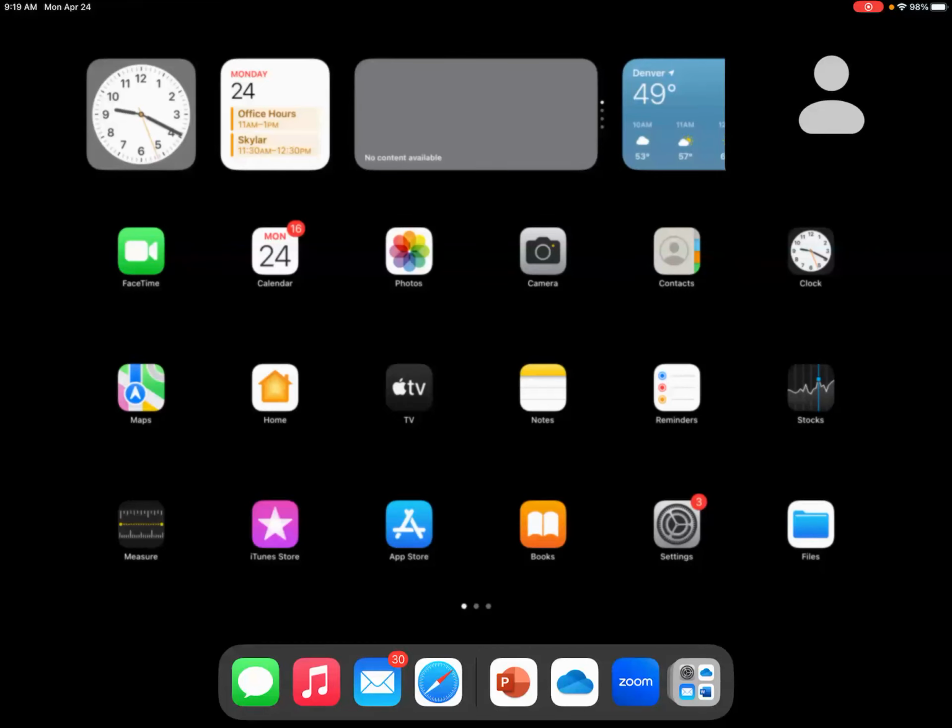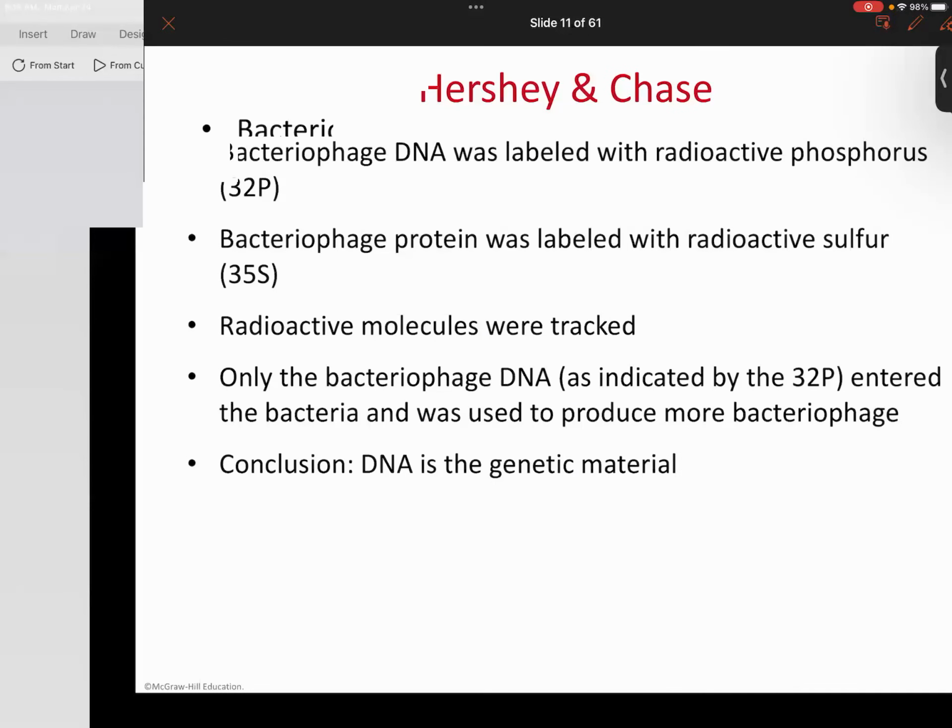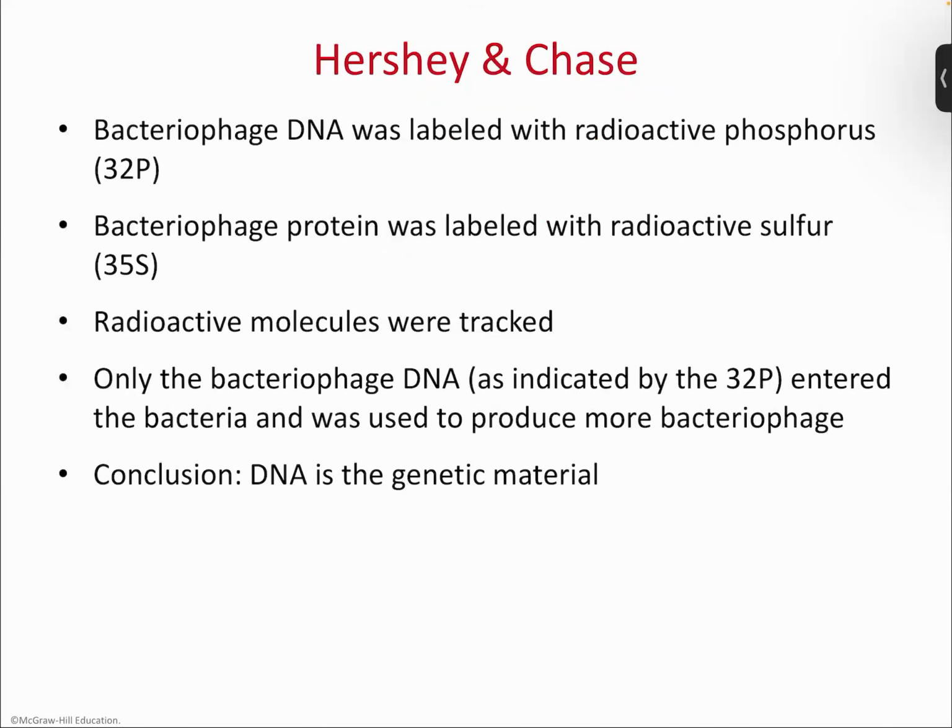Okay, so let's go ahead and take a look here. So Hershey-Chase is where we left off, right? To refresh the memory, we're basically trying to figure out what the inheritance molecule is, right? At this point, Avery, MacLeod, McCarty kind of gave us a little bit of a hint. And then with Hershey-Chase, we needed a good slam dunk, right? We needed something that we clearly could not argue against, something a little bit more definitive.